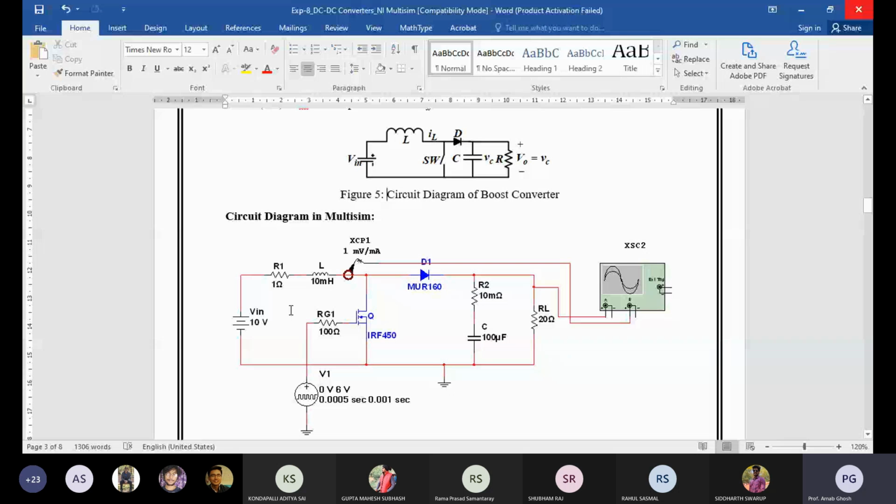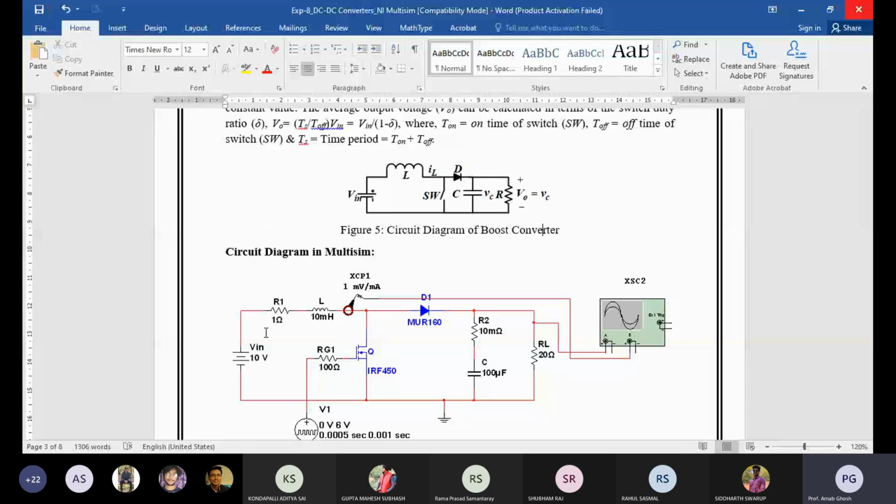Here you can see the response of the boost converter. Just for a minute. Hello, good afternoon. Actually, I am in a lab. One moment. I will call you after some more time. I am taking the lab right now.